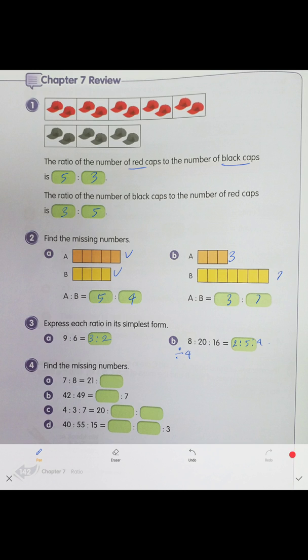Okay. So 7 becomes 21, 8 becomes we don't know, right? So in order for 7 to convert, right, to 21, we just multiply it by 3, times 3, right? 3 is the common factor. 7 times 3 becomes 21, okay? So 8 times 3 becomes 24, right?